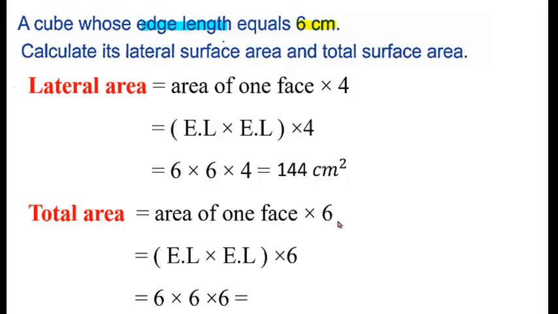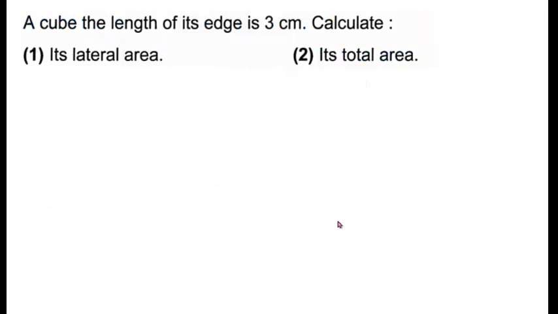6 times 6 times 6, which equals 216 centimeters squared. Let's go now and see another example. A cube, the length of its edge is 3 centimeters. So now I know that my side length is equal to 3 centimeters, and we want to calculate the lateral area and the total area.